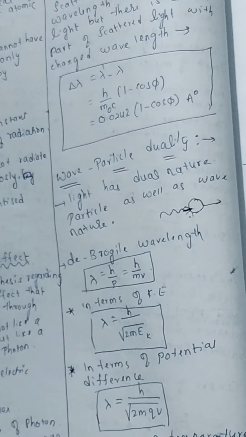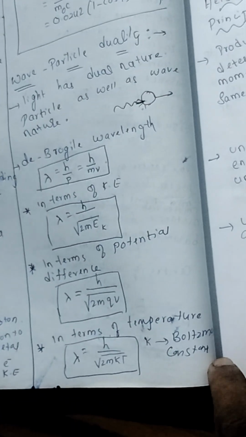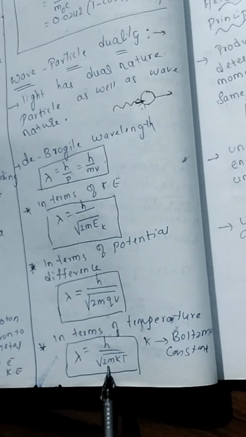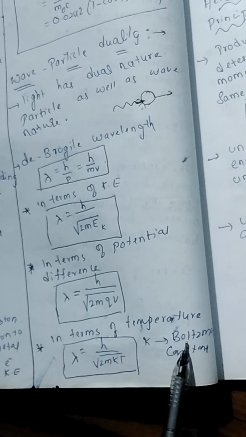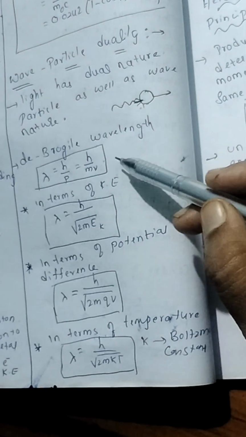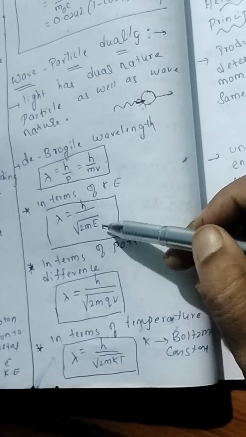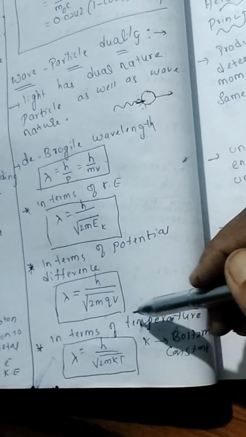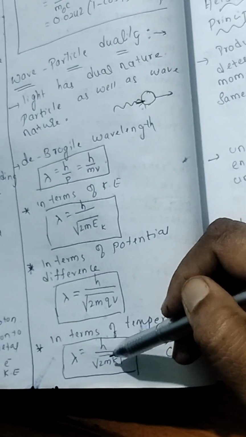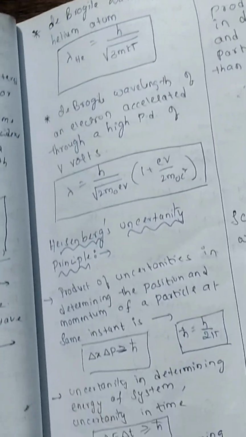And in terms of temperature, we write the same equation as h by under root 2m kT, where m is the mass of the particle and k is the Boltzmann constant. So the de Broglie wavelength in terms of kinetic energy is h by under root 2m EK, in terms of potential it is h by under root 2m qV, and in terms of temperature it is h by under root 2m kT.